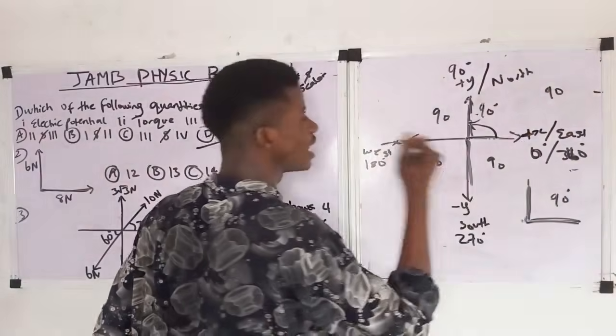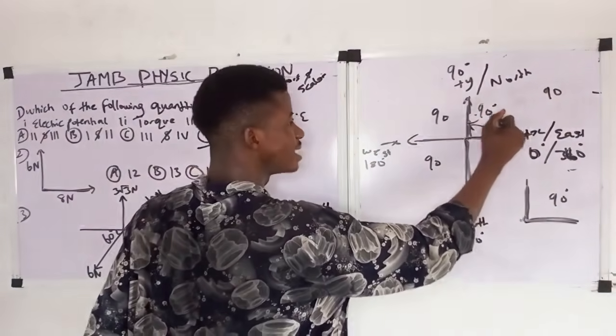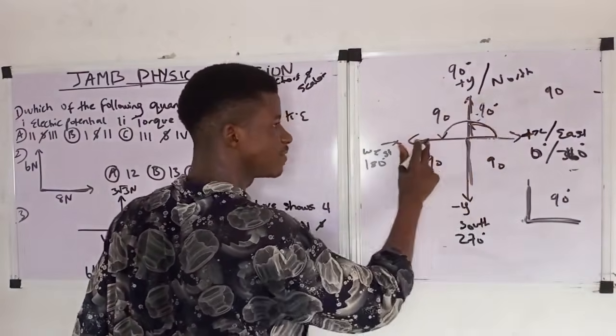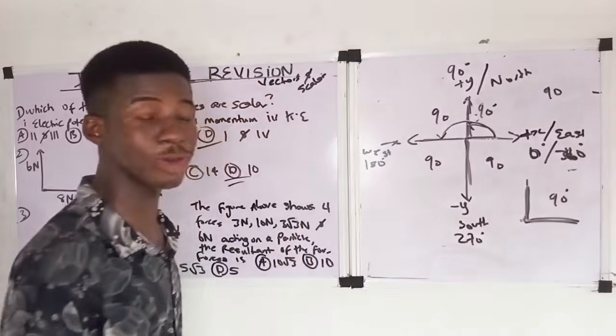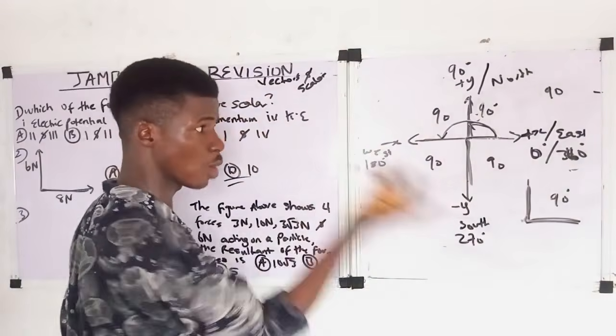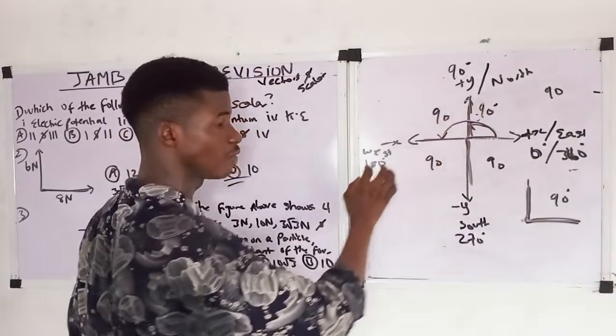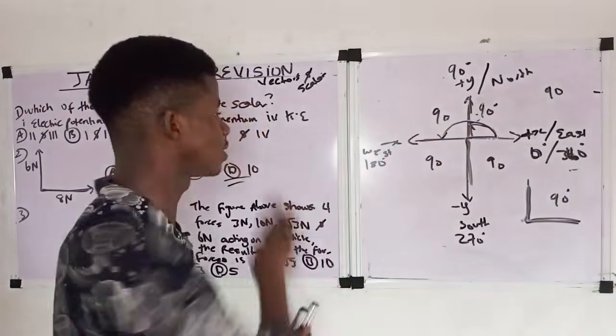90, right? Yes. Now, if we draw from the positive x-axis towards the negative x-axis, what will be the angle? The angle will be 180, right? How? 90 plus 90 will give us 180. So that is very important, okay?